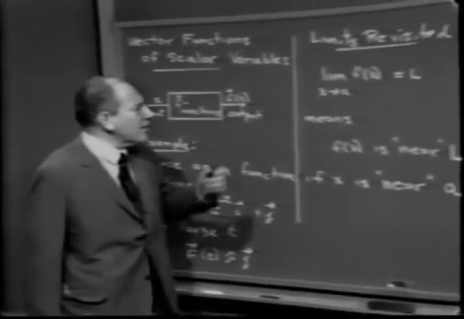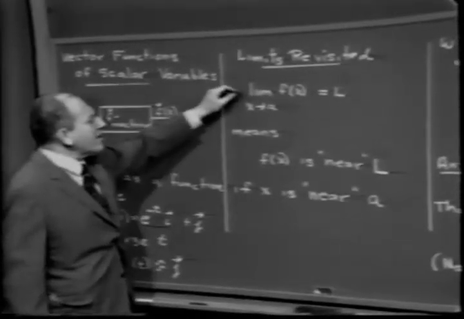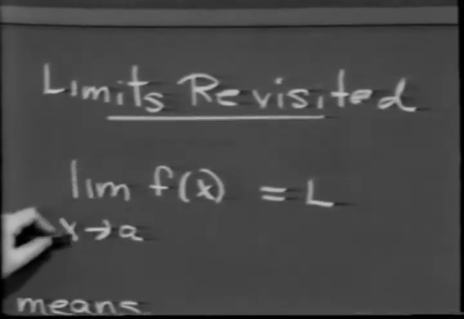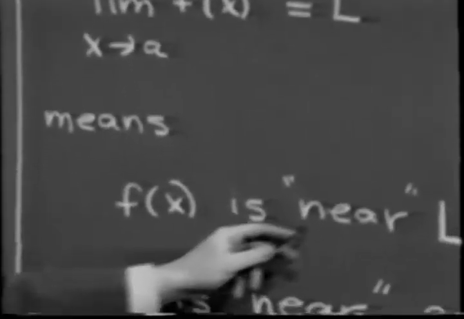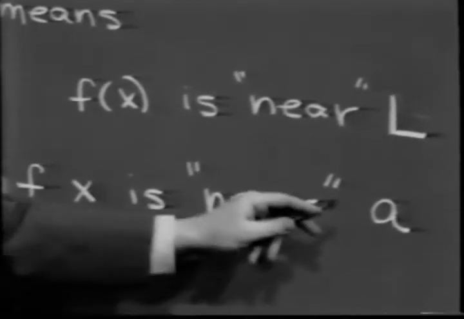What we do, for example, is we revisit limits, and we write down the definition of limit just as it appeared in the scalar case. Let's start with an intuitive approach first, and later on we'll get to the epsilon delta approach. We said that the limit of f of x as x approaches a equals L means that f of x is near L provided that x is near a.